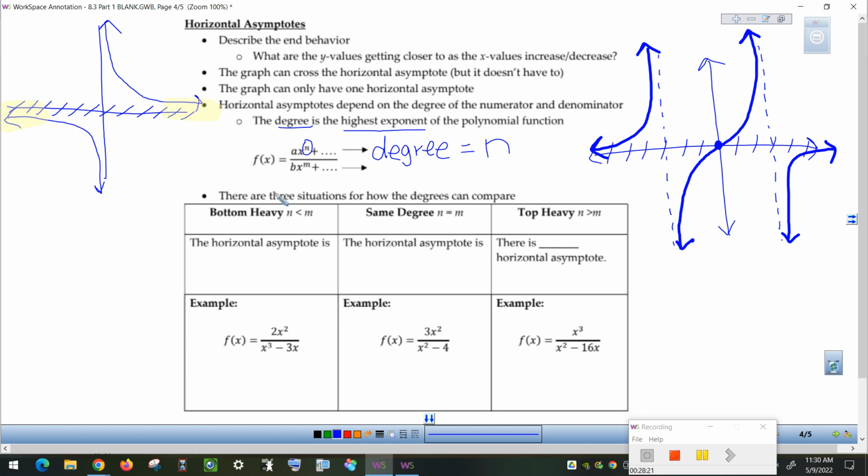And then on the denominator here, we have b times x to the m. So let's say that the m here is the highest exponent on the denominator. So we'll say that the denominator degree is m.